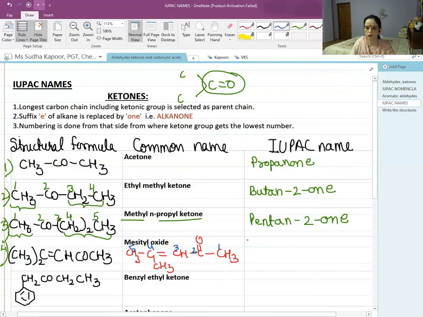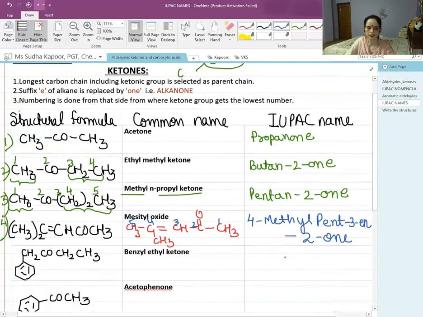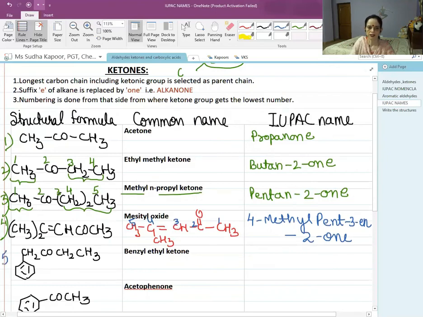So let us try to give the name to it. It is 4-methyl. Total how many carbons are there? 5. Pent. Ene on the 3rd part, 3-ene. Then tell me the number of the -one now. The -one is present at which carbon? We will be writing it again. Pent-3-ene, 3-ene, and the -one is present on the second position, that is 2-one. 4-methylpent-3-en-2-one.